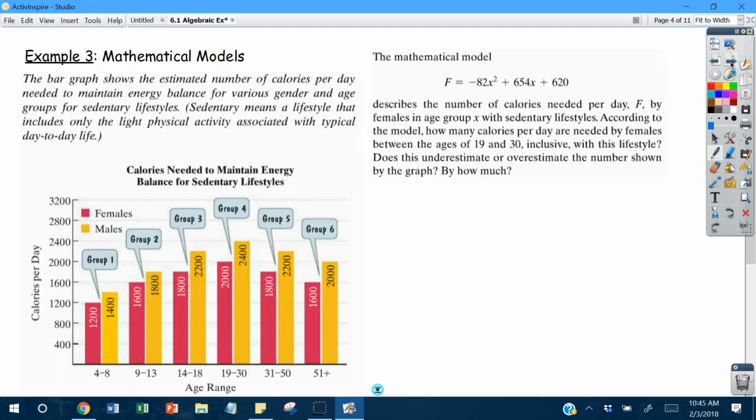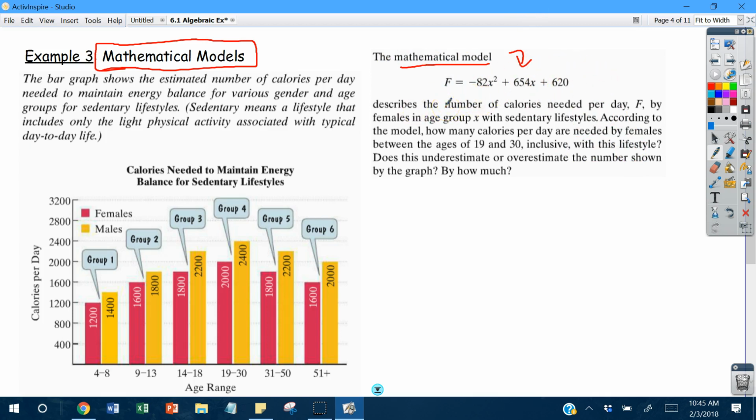So here's an example of what we're going to call a mathematical model, which is basically some sort of formula that is drawn from real life information, like real life data, and represented as some sort of equation or formula where things mean things. So let's look at this mathematical model first. It says the mathematical model, and by that it's referring to this formula down here. Here's a formula, the model.